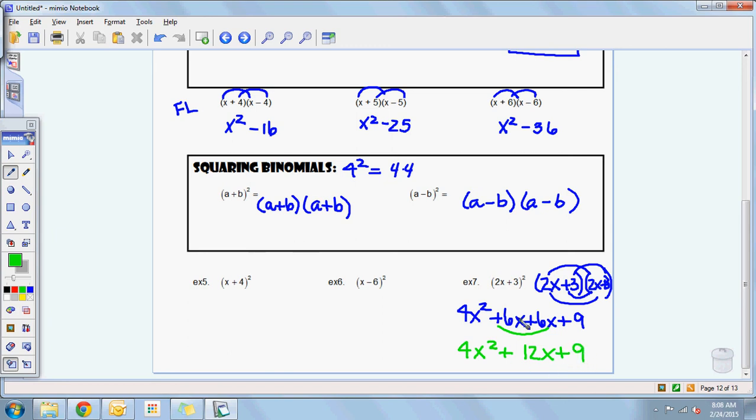Look at that. These middle two terms didn't cancel out. That's why we couldn't use this special first and last rule. So only when you have a plus and a minus will that work. Okay? So go ahead and try example 5 and 6, see how you do, and you are finished.